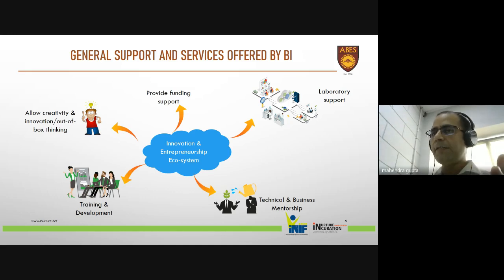See, there are certain incubators which are designed only for their own industries. Why? Let's say IGNU started their incubation program for their own funds, right?